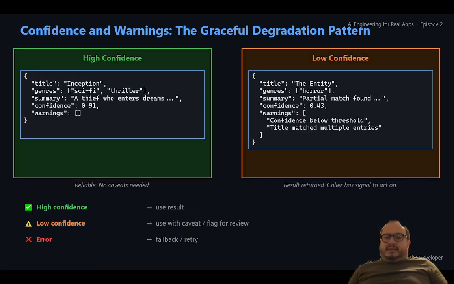Warnings is a list of short strings, plain English notes for the caller. Input title ambiguous, partial match result, confidence below threshold, genre classification is uncertain. These are not errors. They are metadata about the quality of the result. The validator adds a low confidence warning automatically when the confidence drops below 50%. The Claude prompt is written to produce warnings when the input is ambiguous. The caller receives both the result and the signals they need to handle it appropriately. This pattern travels well. You can apply it to any AI API that has uncertain output.